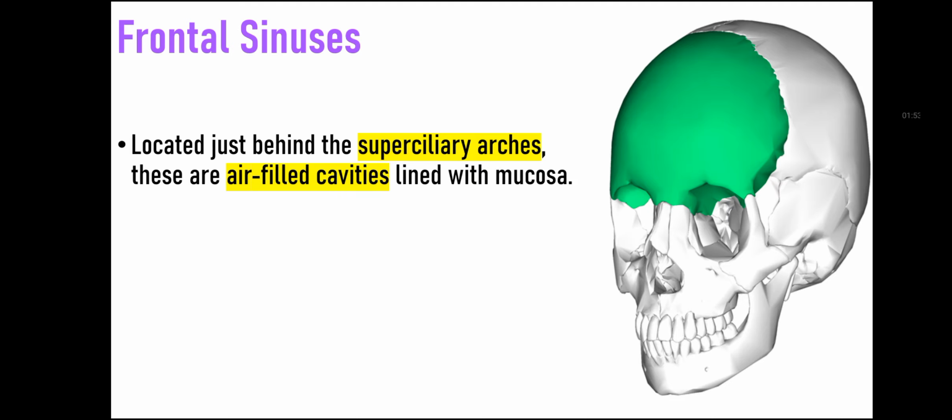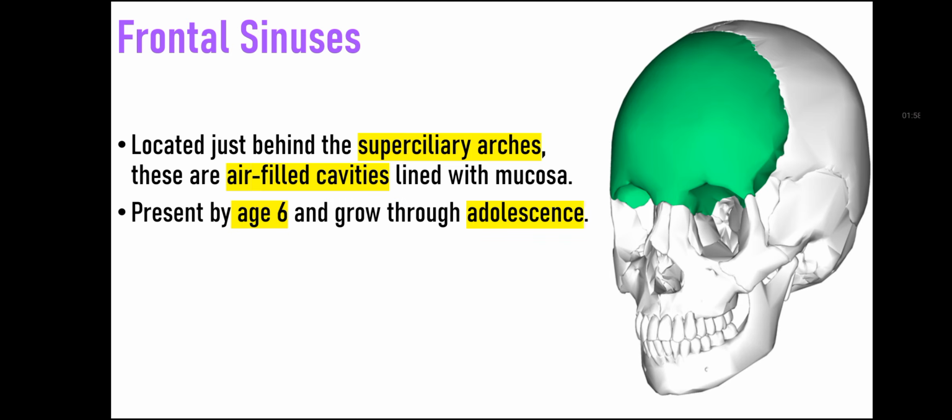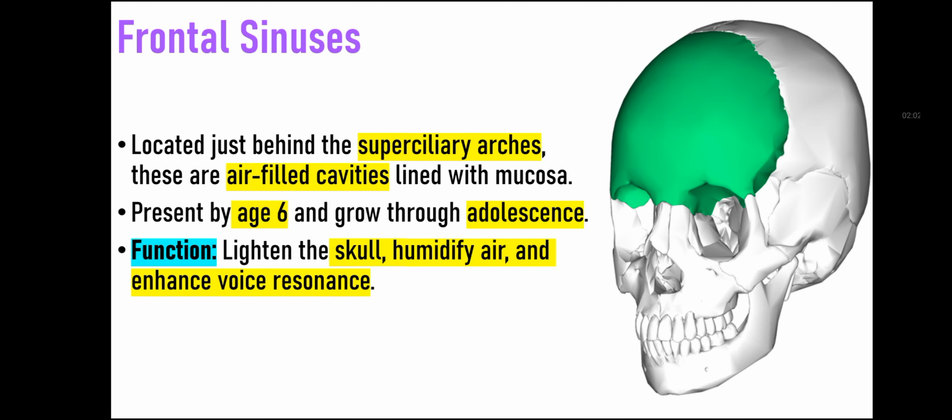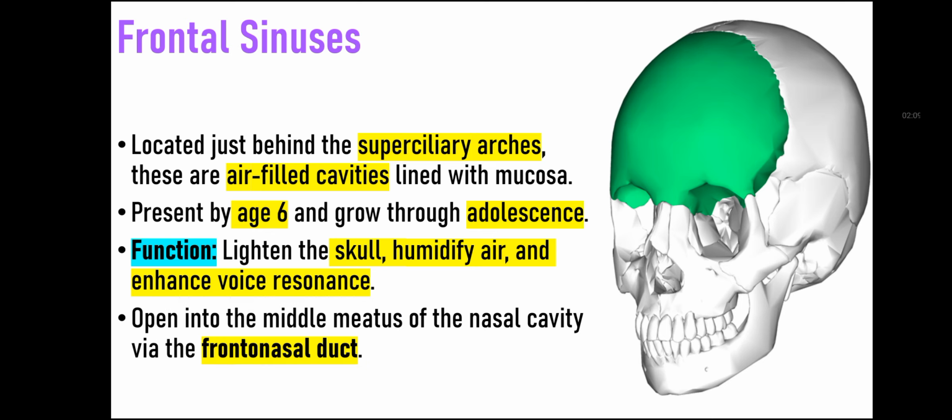Now let's talk about frontal sinuses that are located just behind the superciliary arches, and they are air-filled cavities lined with mucosa. They are present by age 6 and grow through adolescence. Their function is to lighten the skull, humidify air, and enhance voice resonance. They open into the middle meatus of the nasal cavity through the frontonasal duct.